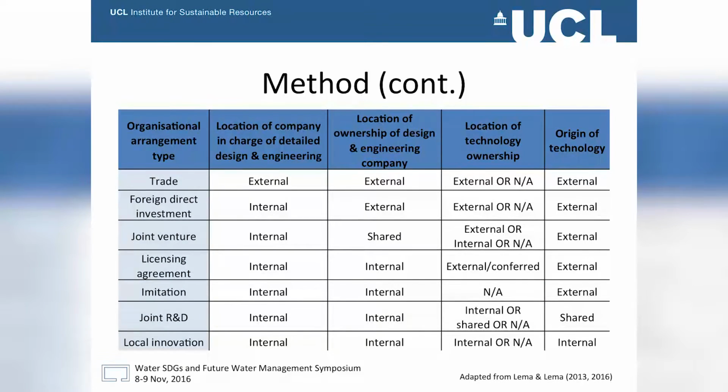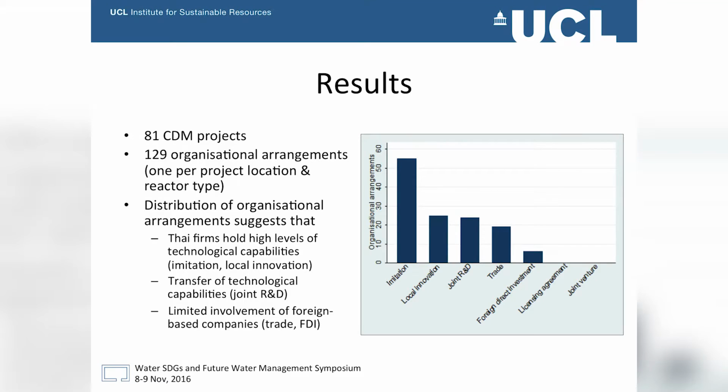Okay, so what do the results look like? There are a total of 81 CDM projects in the Thai wastewater industry. And in these 81 projects, there are 129 organizational arrangements.